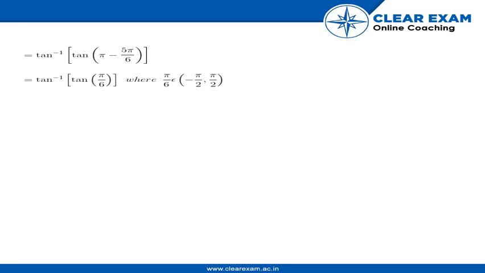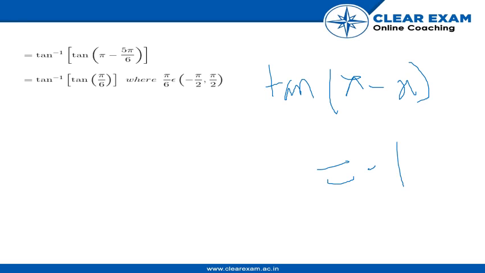Moving to the next slide. Now we can write minus tan x as tan of pi minus x. Let me write it for you. It's not written here: tan of pi minus x is equal to minus tan x. We are applying the same identity. In the previous slide, we saw that we are getting minus of tan 5 pi by 6. So we write it as tan of pi minus pi by 6. Simplifying the above expression, we get our answer as tan inverse of tan pi by 6.